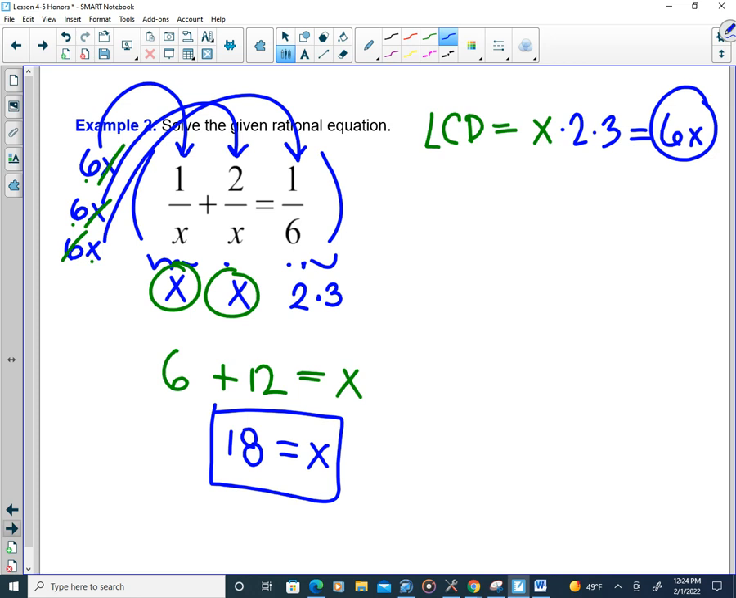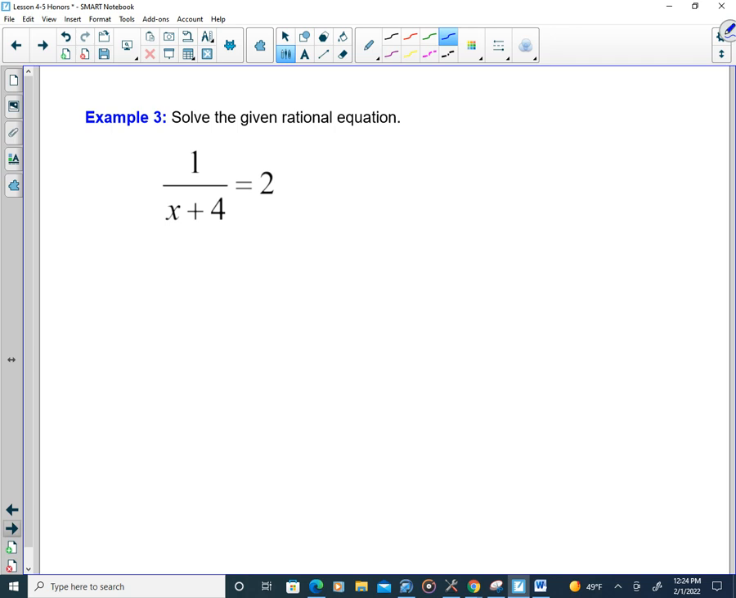All right, I got a couple more examples I'm going to go through here with you guys. Just look at this one. It says solve the given rational equation. Well, we only have one fraction equal to a number. You can think of 2 as a fraction. Think of it as 2 over 1.